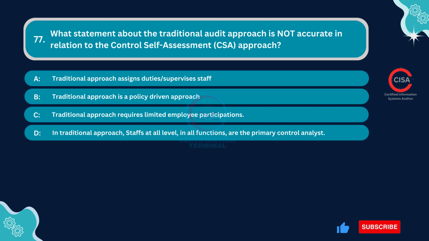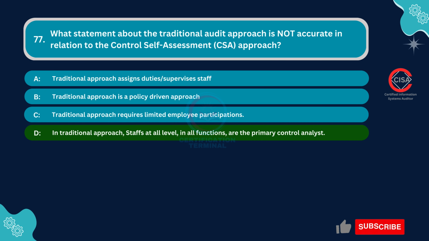The correct answer is Option D, in traditional approach, staff at all levels, in all functions, are the primary control analyst. In a traditional audit, a designated internal audit team with specific skills and expertise conducts the control assessment. This team is responsible for gathering evidence, evaluating controls, and identifying any weaknesses.